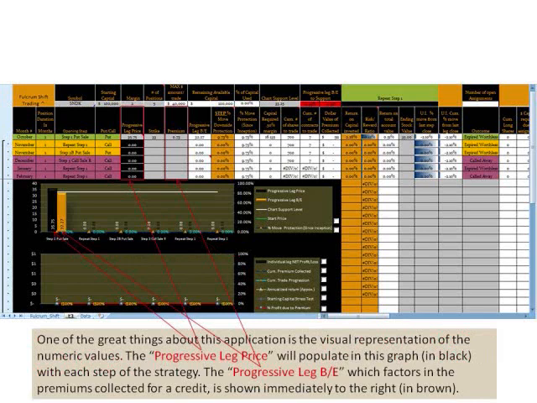One of the great things about this application is the visual representation of the numeric values. The progressive leg price will populate in this graph in black with each step of this strategy. The progressive leg BE or break even, which factors in the premiums collected for a credit, is shown immediately to the right in brown.